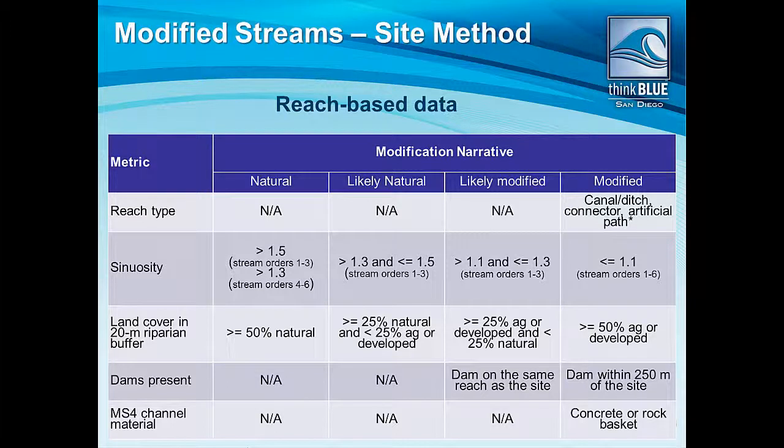And then we also have these reach-based data, again, much like we had before, with the sinuosity, land cover. We also included dams present as before, and then the MS4 channel, stormwater channel material, which really we only used here, where the GIS layer for this. We didn't have a lot of data, but the city of San Diego did have a GIS layer for this. And we were able to, at least in some cases, determine whether there was concrete or rock basket size of the channel. That would certainly tell us something about this. So we use these kinds of metrics similar to the reach base I showed you before. And so that's what we would use in addition to the PHAB.